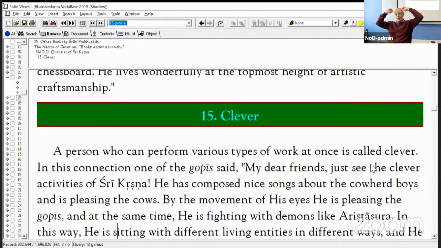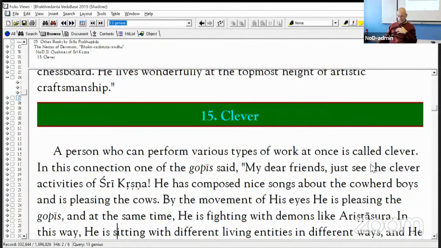So, Vidagdha, it's a somewhat puzzling quality, because we have Vidagdha Madhava, Krishna as Vidagdha, one of the dramas by Rupa Goswami, and it means that he's very expert in his pastimes with the gopis. But Prabhupada translates here as artistic, which I think is very apt.